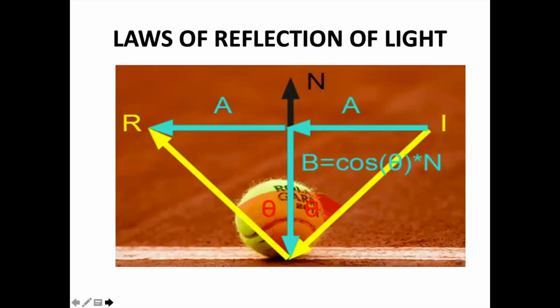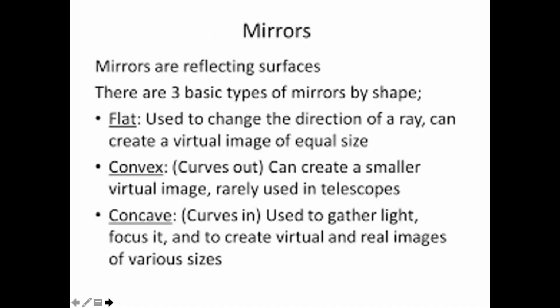This is again an example of the laws of reflection. We will be studying about mirrors. Mirrors are reflecting surfaces. The rays reflect back. There are three types of mirrors that we are going to study. One is a flat mirror, one is a convex mirror, and one is a concave mirror.